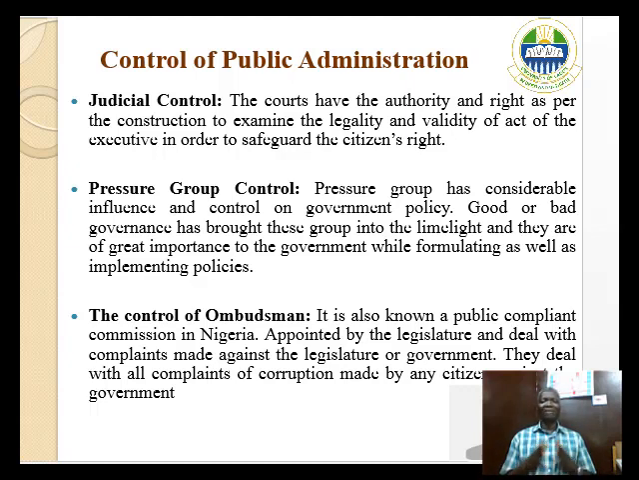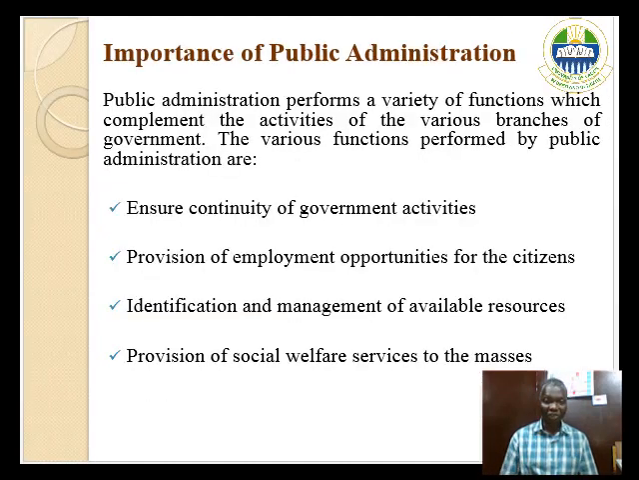However, we look at the controls of the ombudsman. It is also known as the Public Complaint Commission in Nigeria, appointed by the legislature to deal with complaints made against the legislature or government. That is a way of safeguarding the rights of the citizen. They deal with all complaints of corruption made by any citizen against the government, whether you have grievances or anything that is not in order. It is these people that will look into it. That is a way of checkmating the excesses of the public administration.